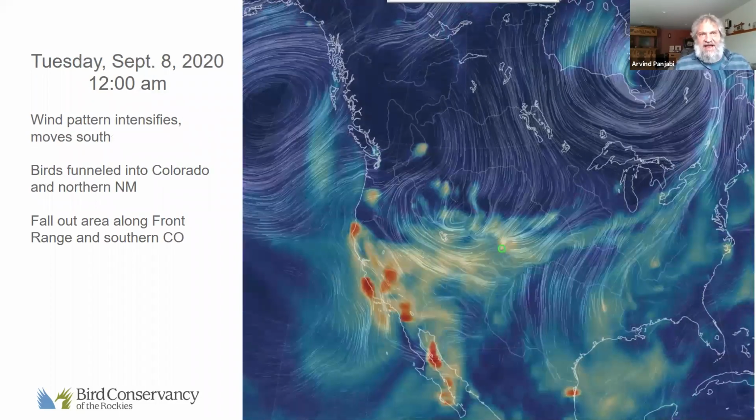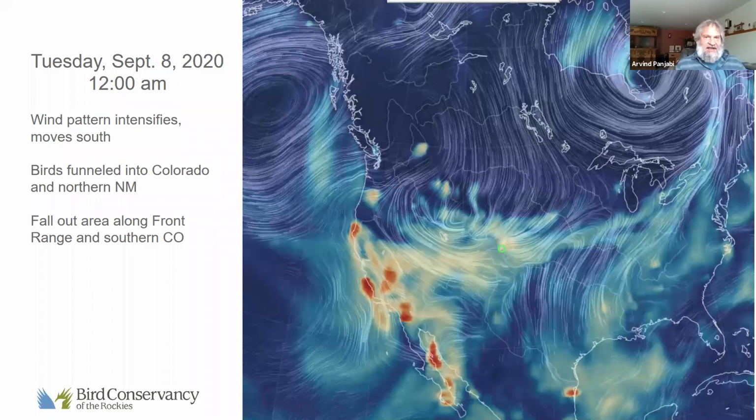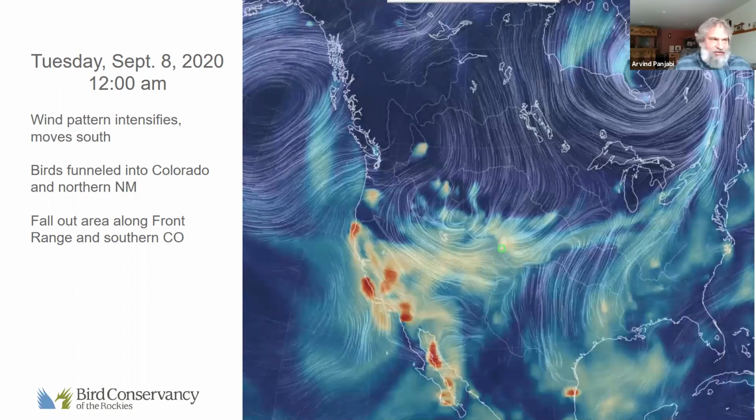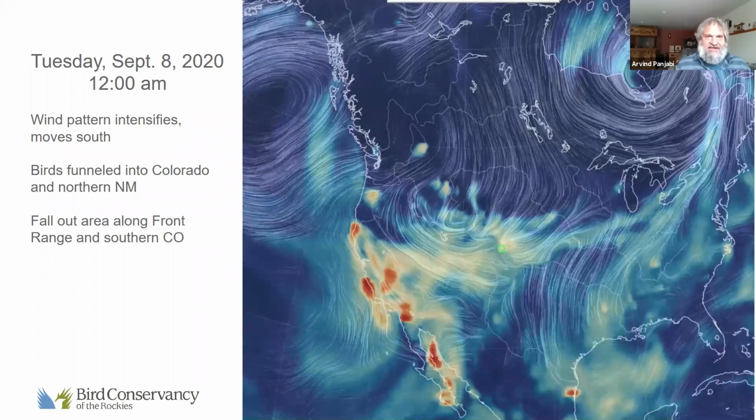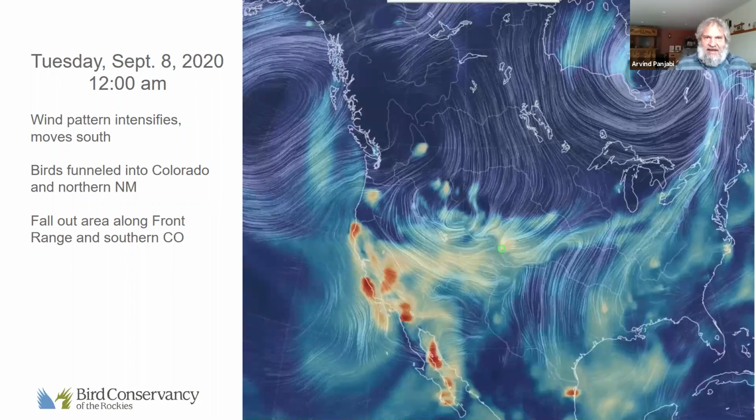Okay, so here we are now at midnight on September 8th, the very start of the day, or night, middle of the night. And you can see, again, the cold air mass moving southward, and these converging winds beginning to take shape and move southward over Colorado. And again, this was likely funneling birds into this region, especially any weak or emaciated birds that were riding air currents with very little energy to expend, probably ended up caught up in these currents that were directing them right to, in this case here, along the Front Range of Colorado.